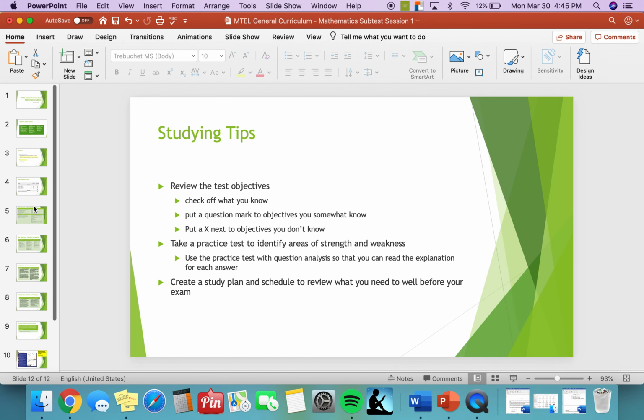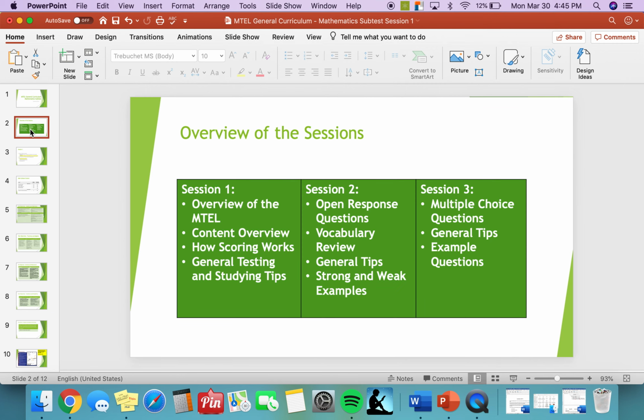So this is the end of the first session. The second session will look at open response questions, and then the third session will look at multiple choice questions.